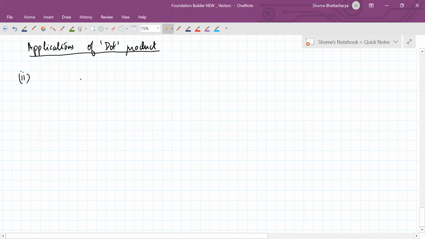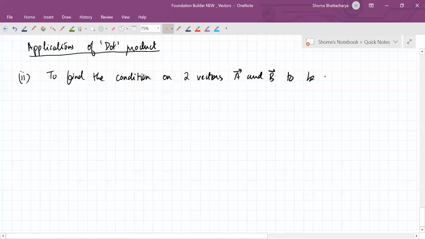Dot product can be used to find the condition on two vectors A and B to be perpendicular. This is a very useful thing.